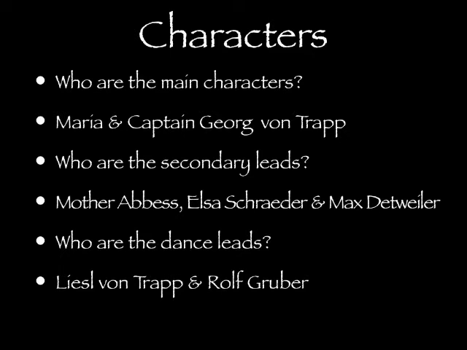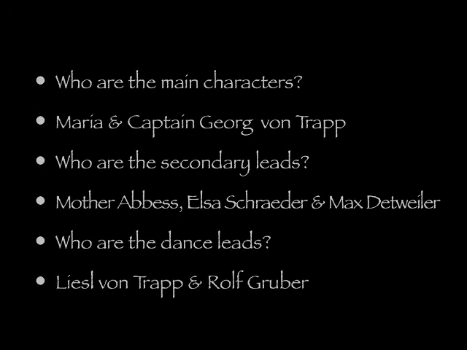Another structural issue that I don't really talk about later on is who the dance leads are. A lot of times in a traditional Broadway show structure, you'll have the leading man and the leading woman, which are Maria and Captain von Trapp. Then you'll have the secondary leads, which are here, and then you'll also have the dance leads, people who primarily are hired to dance. They sing a little bit, but they're primarily dancers. Liesl von Trapp and Rolf Gruber are the ones who do the dance scene, Sixteen Going on Seventeen. He's obviously the young boy ingenue, and she is the young girl ingenue, and they sneak off to be together.